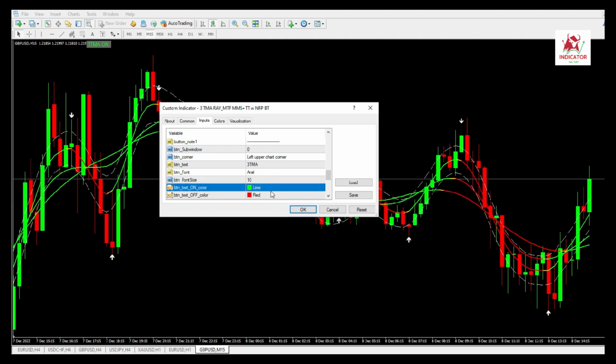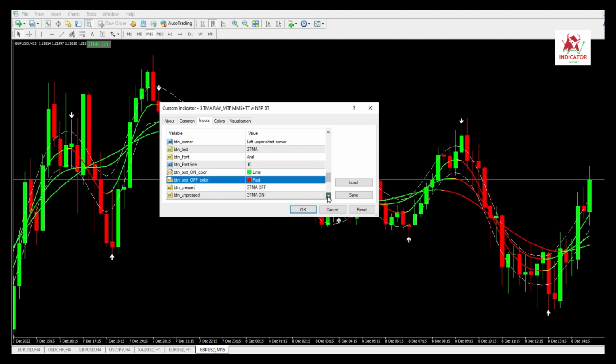This is a multi-time frame version. The default indicator settings can be modified directly from the Input tab. Feel free to experiment with the settings and parameters to fit your personal preferences.